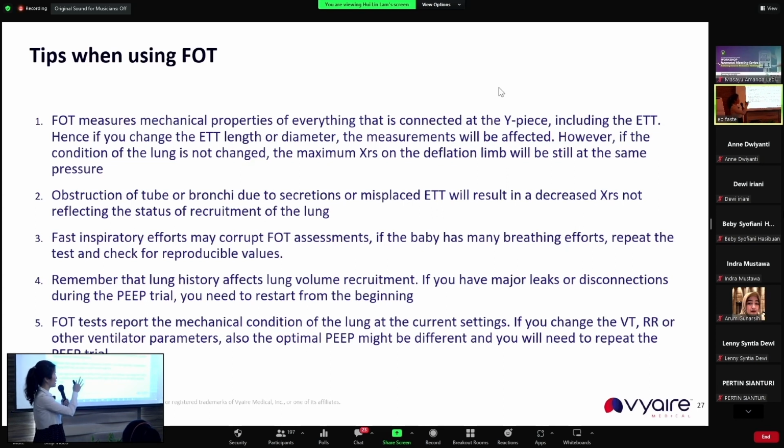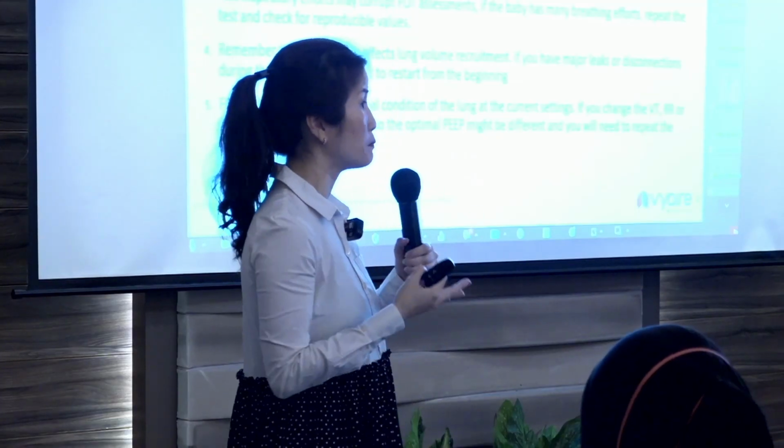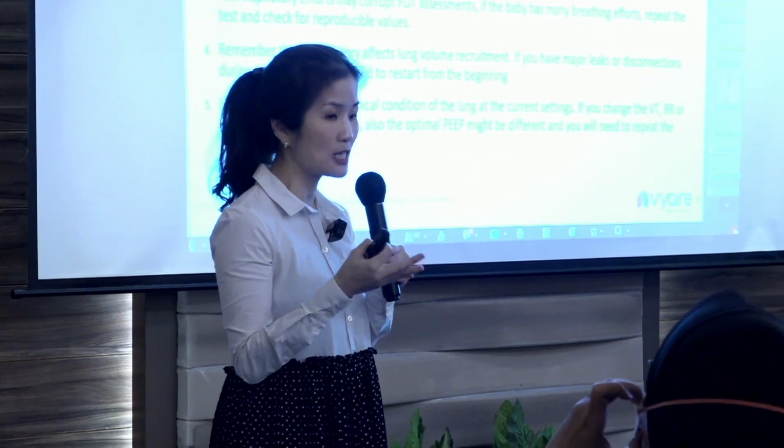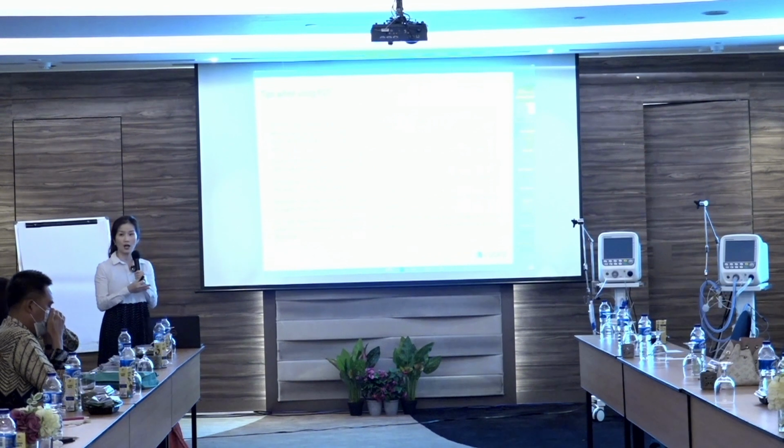Okay, the machine will also restart for you when you are doing the FOT signal, because they will tell you that there is too much leak. The results will not be accurate. Okay, and then of course FOT will measure the patient's lung condition at the current ventilator settings. So if you were to change the ventilator settings of the patient, like tidal volume or respiratory rate or other parameters that you have set for the patient, then of course the optimal PEEP for the patient will change accordingly as well. So if you change any ventilator settings, it's better for you to repeat the PEEP trial again.